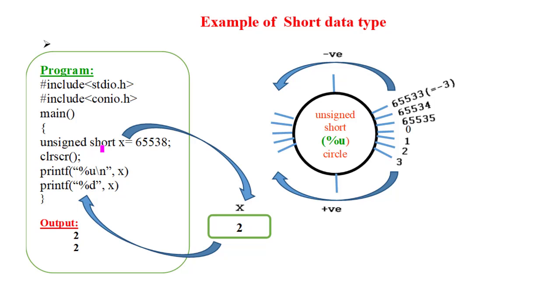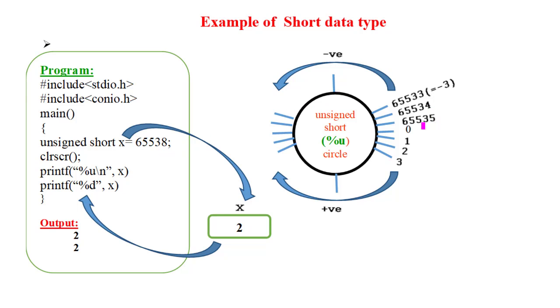As this is unsigned short, x is 65,538. For x there will be allocated a particular memory location and the value or corresponding value of this will be stored into that memory location. Now whether this value or corresponding value will be stored, how will we check? As this is unsigned short integer type of data, we will check the unsigned short circle. The unsigned short circle is this one. The range is 0 to 65,535. Here the value is 65,538. So it will check whether this value is there or not.